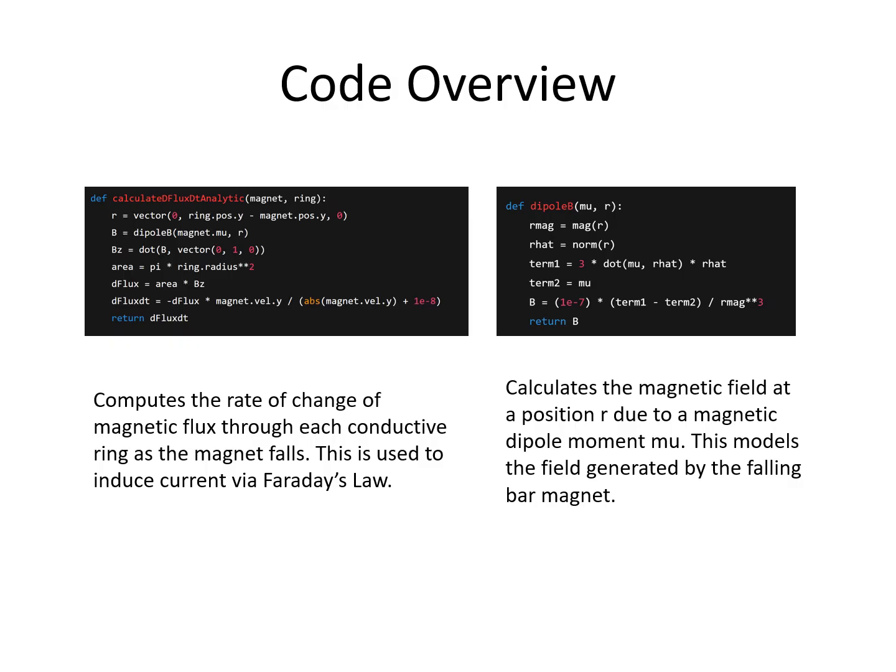For the code overview, there are two main functions that I've edited. The first one, on the left, computes the rate of change of the magnetic flux through each conductive ring as the magnet falls, and this is used to induce current through Faraday's law. The other one, the dipole B function, calculates the magnetic field at position R due to a magnetic dipole moment mu, and this shows the field generated by the falling bar magnet.